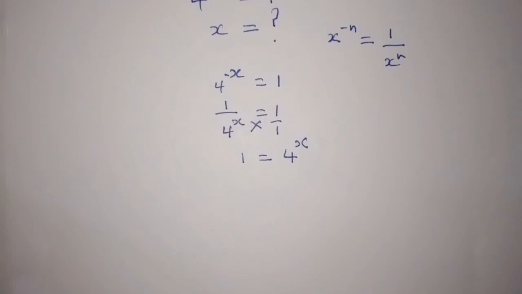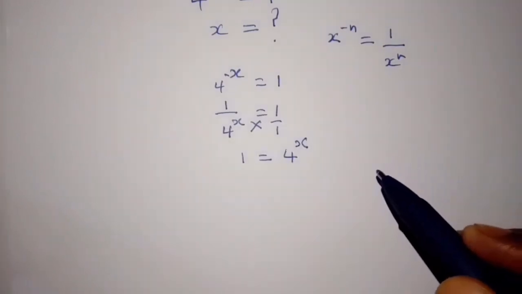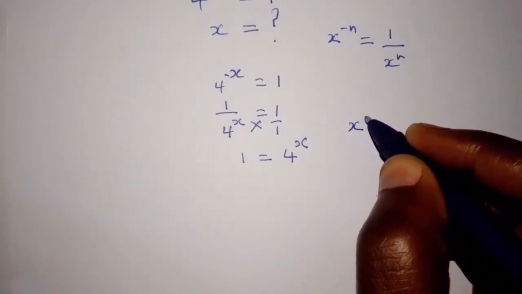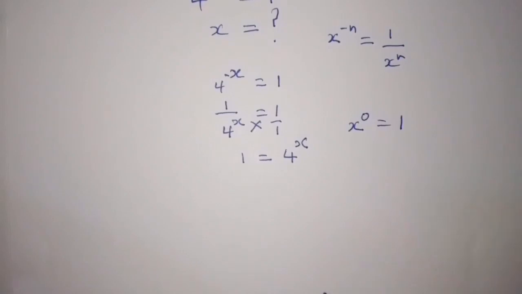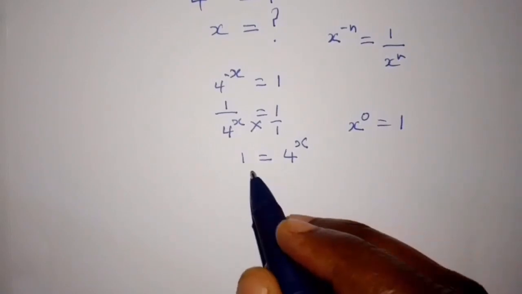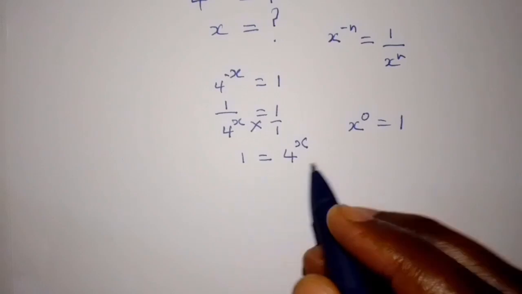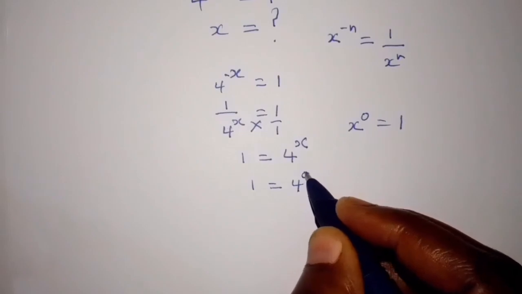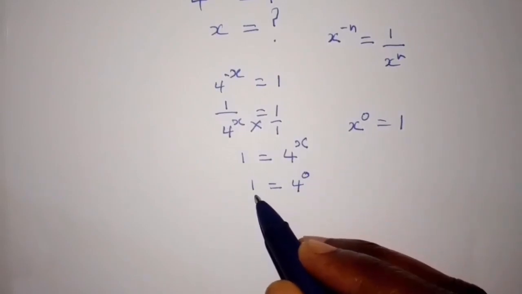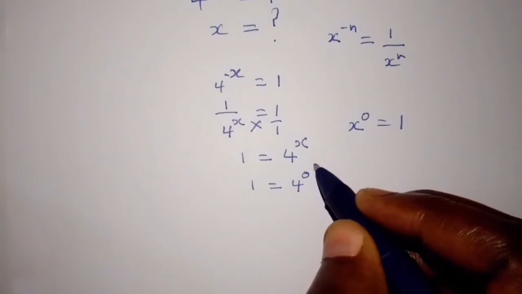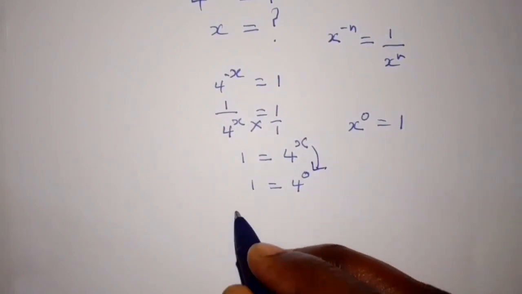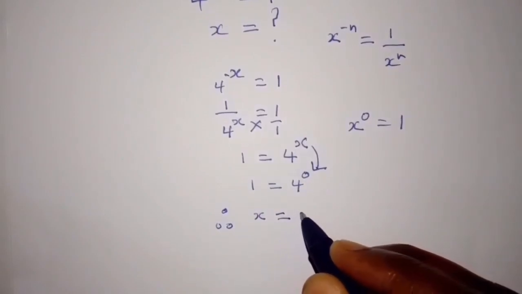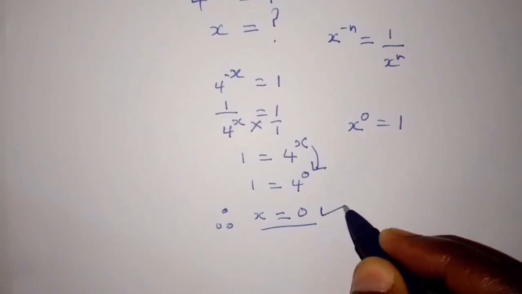Then we want to make use of the exponential rule that states that x power 0 is equal to 1. So you can see that this is 1 here. So it means that 1 is equal to 4 power 0. 4 power 0 is equal to 1. Then it means that x is equal to 0. So therefore, we can say that x is equal to 0.